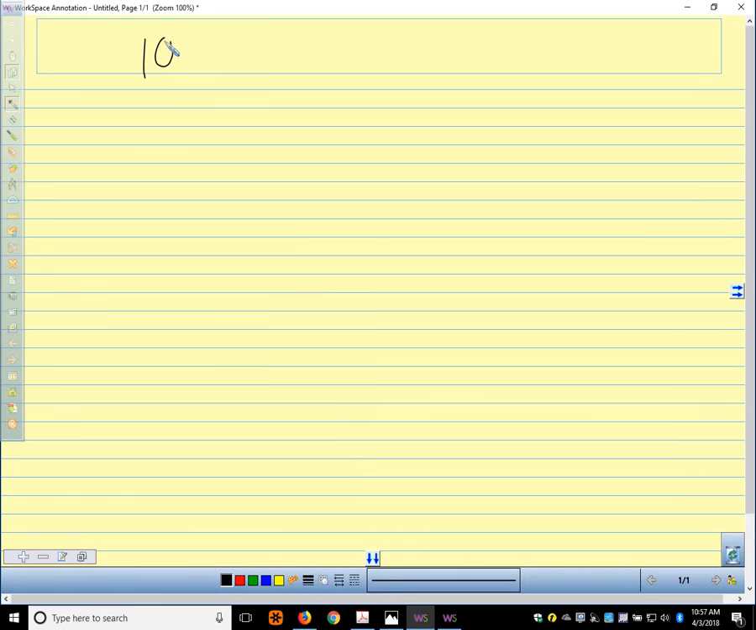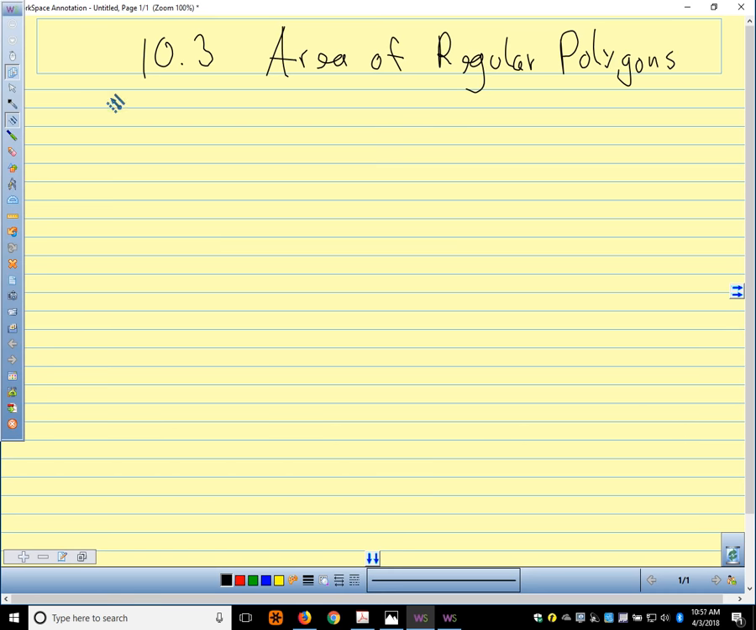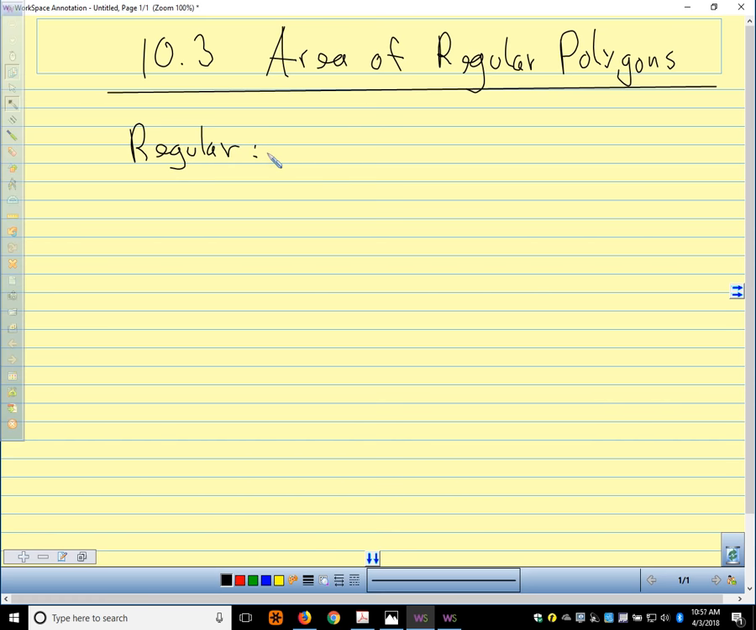All right, so we're in section 10.3. So the first thing we need to do is remember what we mean when we say a polygon is regular. So what does that tell us about the polygon? All the sides and angles are the same.